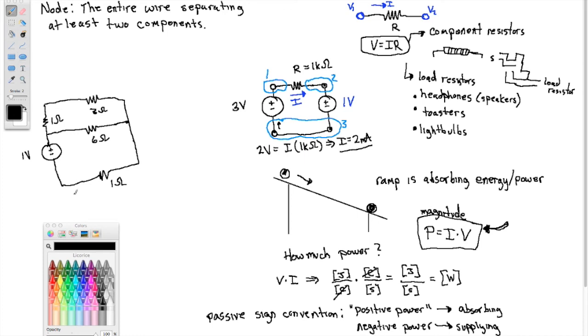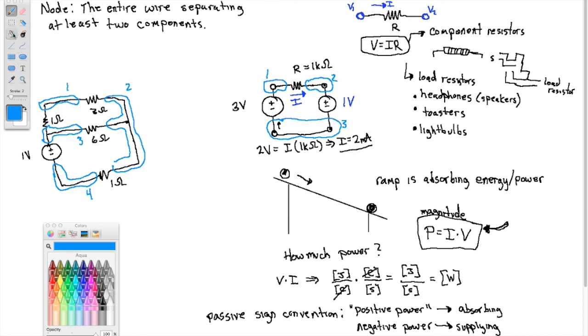Can you correctly tell me how many nodes are there in this circuit? If you want to pause the video, go ahead. But the answer is 1, 2, 3, 4. 4 nodes. Okay, this circuit has 4 nodes. You can label them if you want. Okay. 4 nodes.